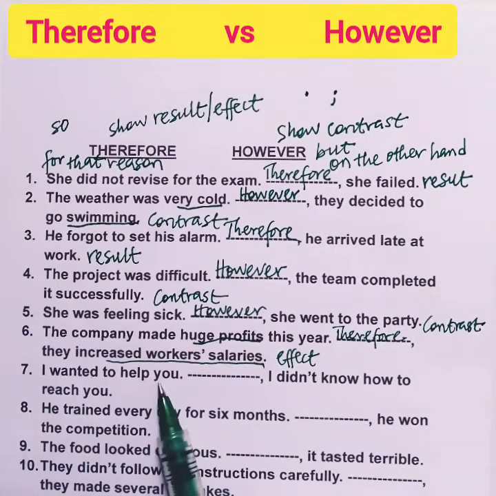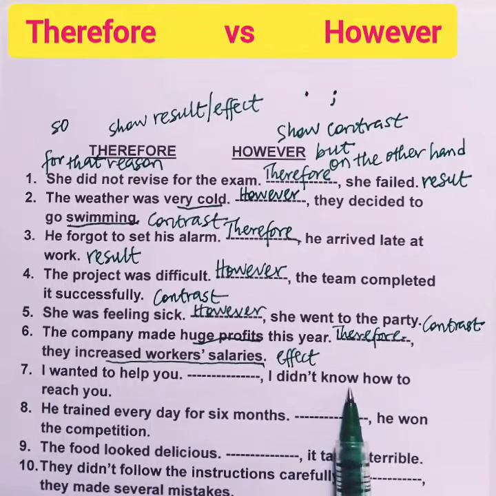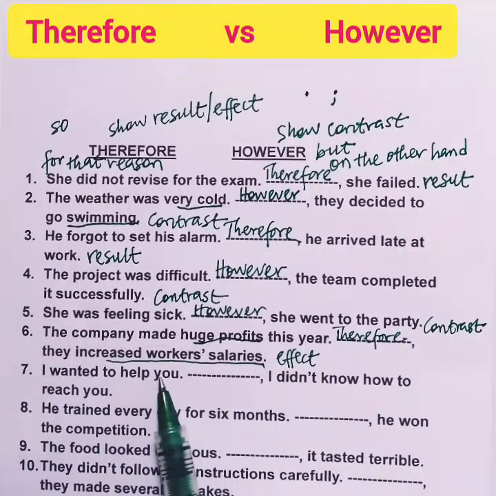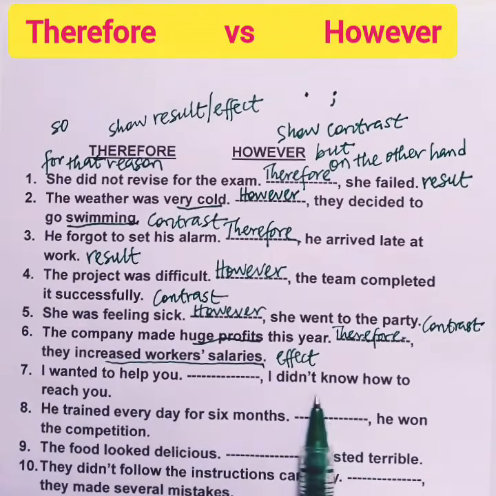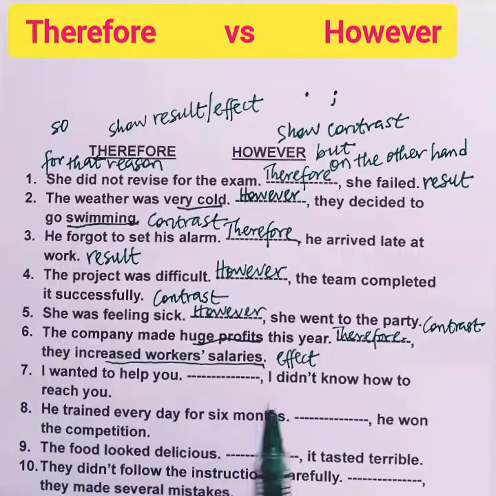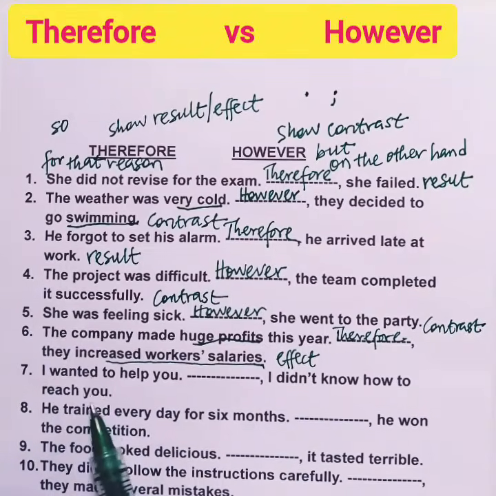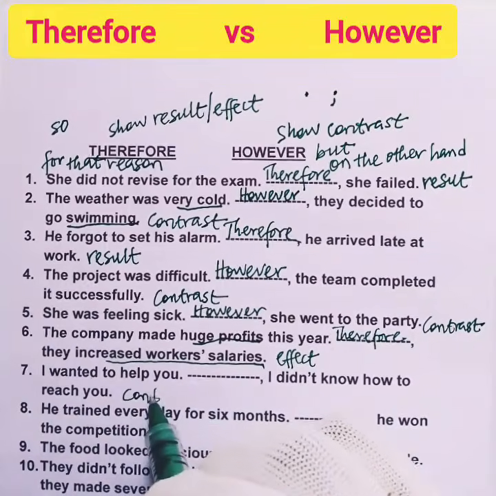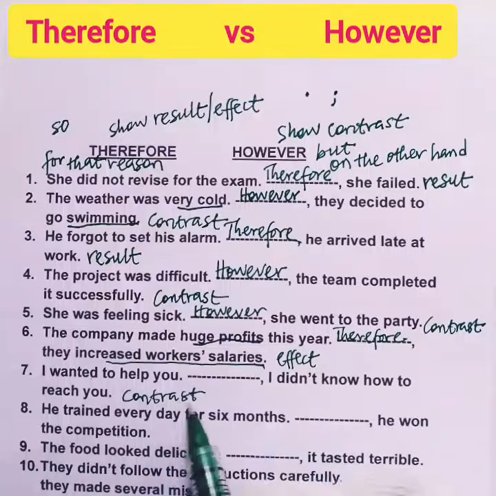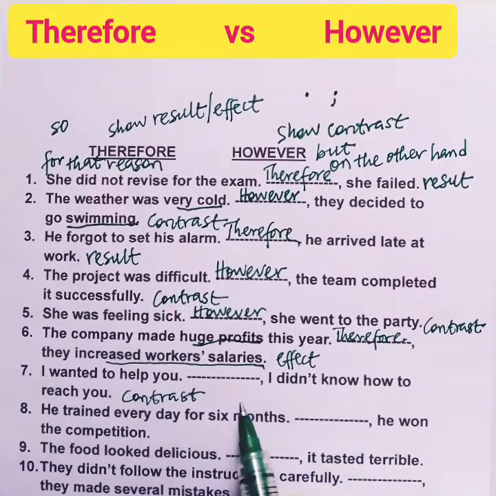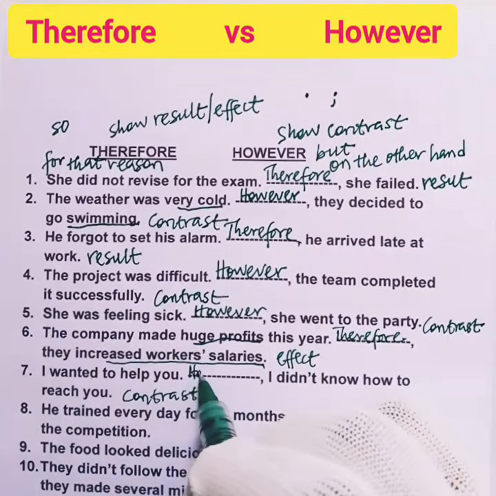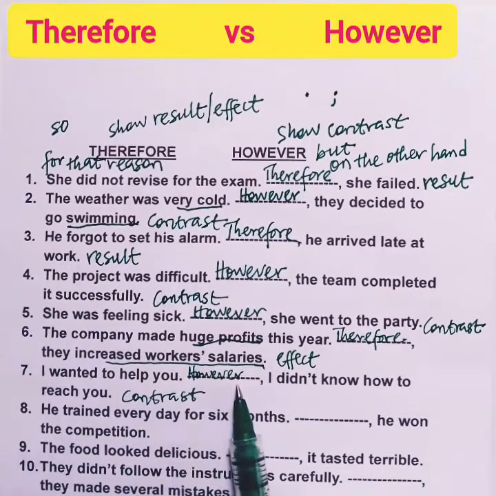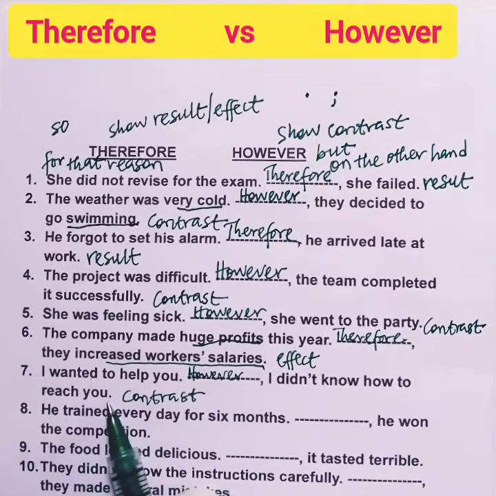7. I wanted to help you. Blank. I didn't know how to reach you. Here, someone wants to offer a help, but in the second part of the sentence, the help wasn't offered because there's a problem, not being able to reach the person. So it is contrast or opposite. So the correct word to use is however. I wanted to help you. However, I didn't know how to reach you.